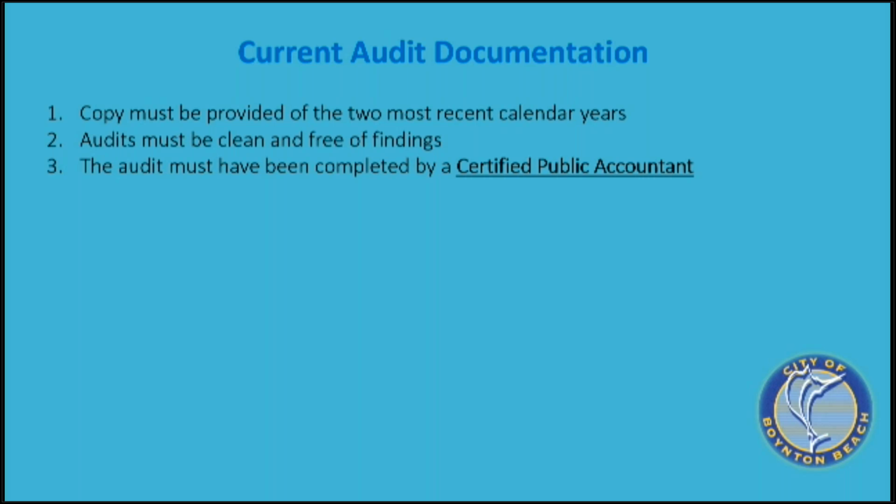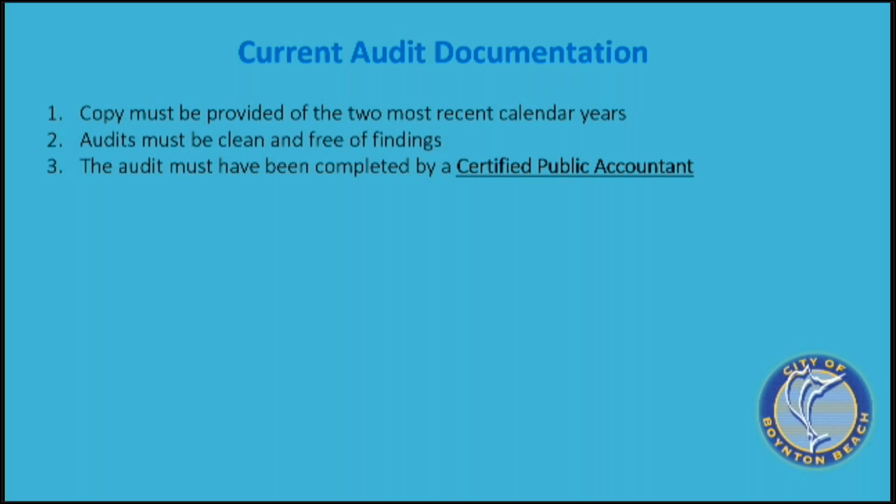All right, so when it comes to the audit documentation, I need to see the 2 most recent years of audits. I don't want to see any findings. I want to see that they are clean and that they were actually completed by a certified public accountant. This is very important because the audit documentation gives me some background on the organization. If there were any findings, I want to see what kind of findings were there, what happened. That actually helps me a lot to make a decision, or actually the committee, because the committee makes the decision of who's going to get funded.